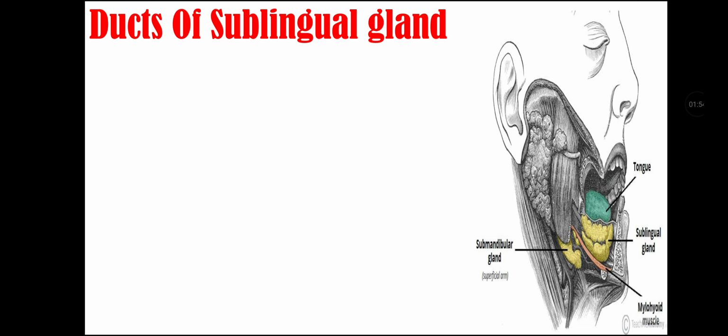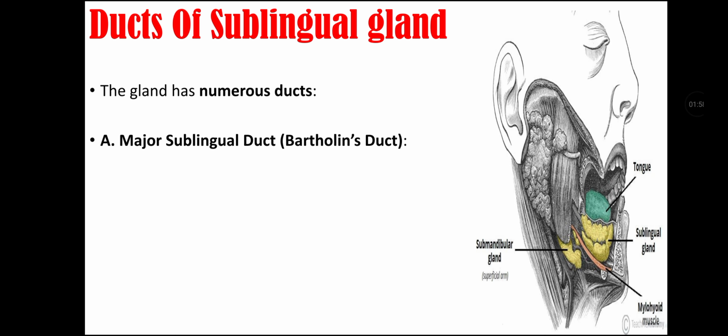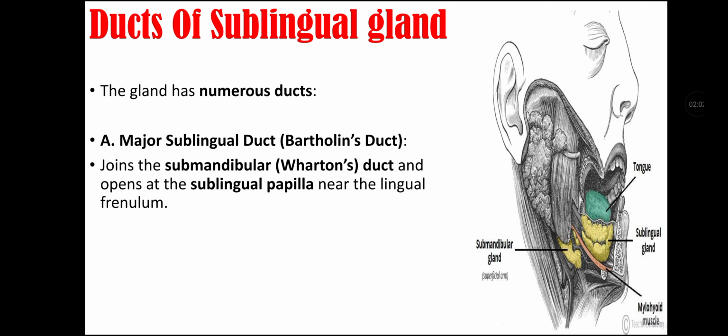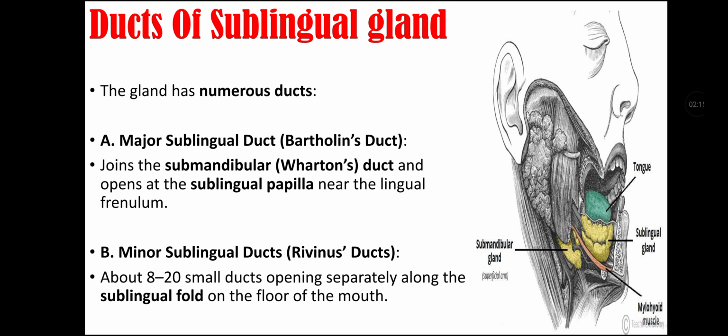Talking about ducts of sublingual gland, the gland has numerous ducts that include the major sublingual duct, that is also called Bartholin duct, that joins the submandibular duct and opens at the sublingual papilla near the lingual frenulum. And it has minor sublingual ducts, also called Rivinus ducts, that are about 8 to 20 small ducts that open separately along the sublingual fold on the floor of the mouth.